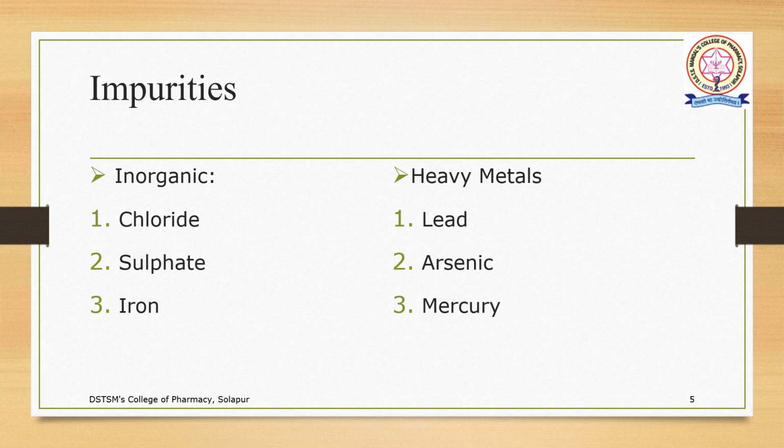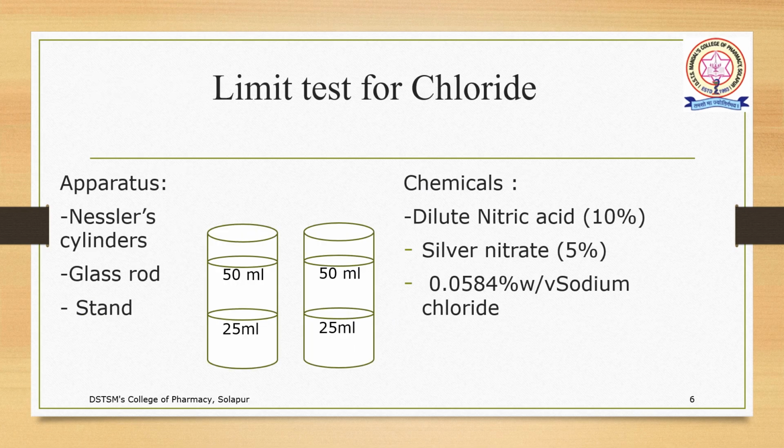So we have to determine the exact quantity, or whether the quantity of impurity present inside the sample is up to the decided mark or not. This mark is nothing but the limit test. So first we will see the limit test for chloride.